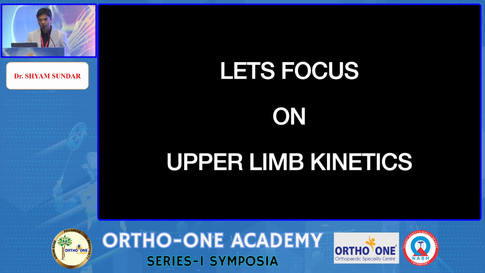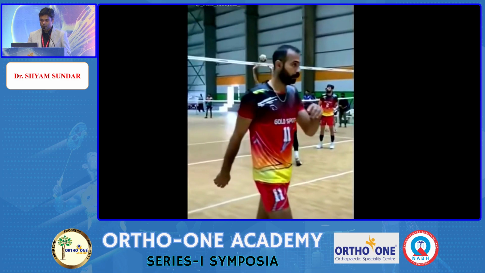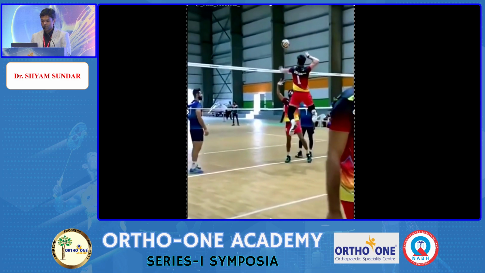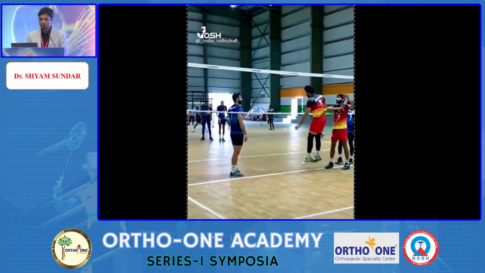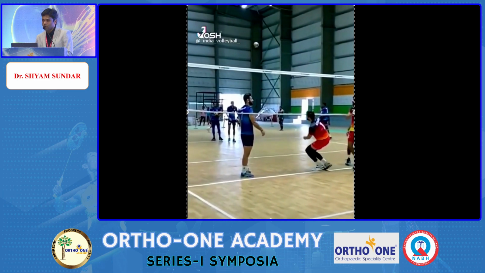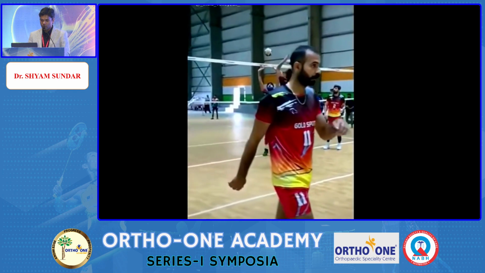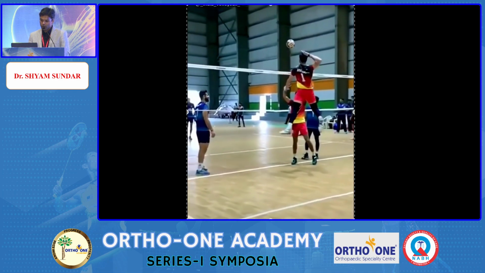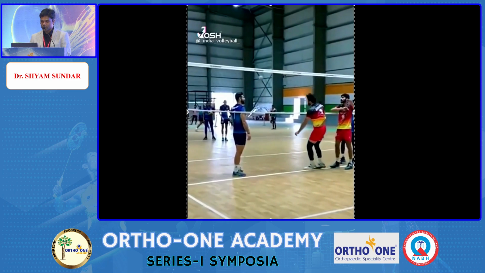Now let's focus on upper limb kinematics. We know the importance of the lower limb. Upper limb: look at the volleyball player. Jumps, good quads, good abs, beautiful spike. This is what is needed. That's what is called in volleyball as ta-ta-ta. I'll explain to you. Look at this once again. Good push, good core contraction, excellent arm movement, excellent shoulder movement to get the focus.